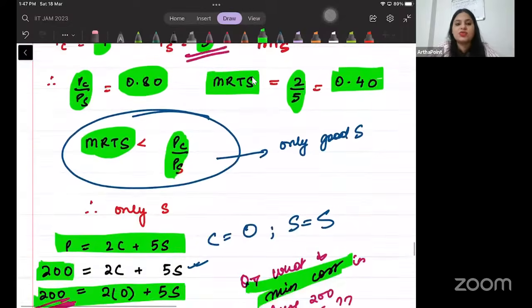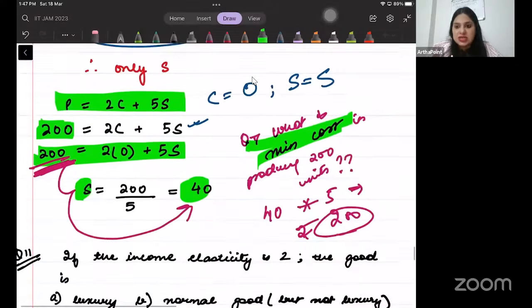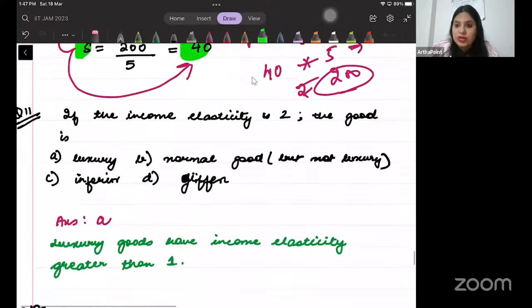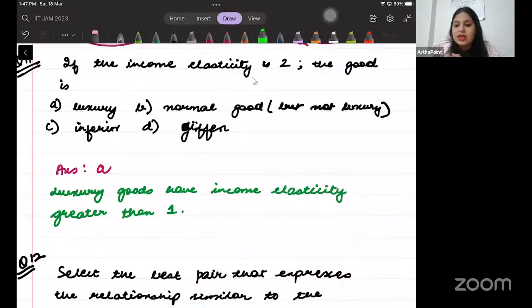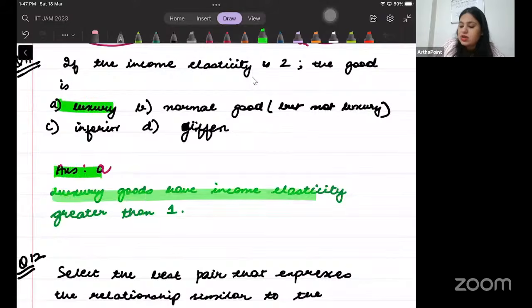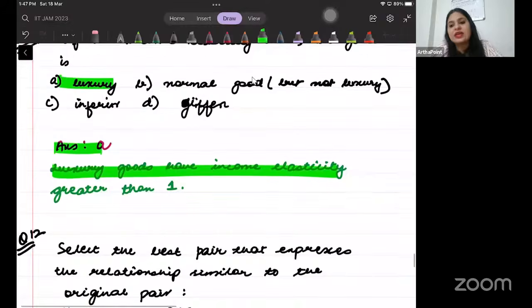Okay, come to the next question. If the income elasticity is 2, the good is so. We know that income elasticity greater than 1 is for a luxury good. So the answer is going to be A. Luxury goods have income elasticity greater than 1.